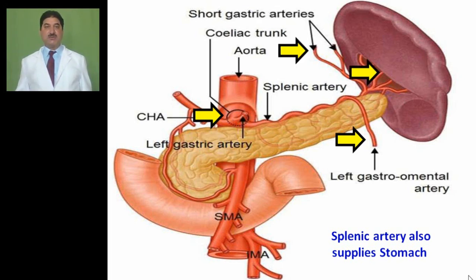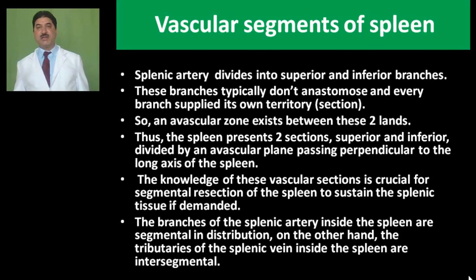Vascular segments of the spleen. Splenic artery divides into superior and inferior branches. These branches typically don't anastomose, and every branch supplies its own territory or section. So an avascular zone exists between these two segments or sections. Thus, the spleen presents two sections, superior and inferior, divided by an avascular plane passing perpendicular to the long axis of the spleen.